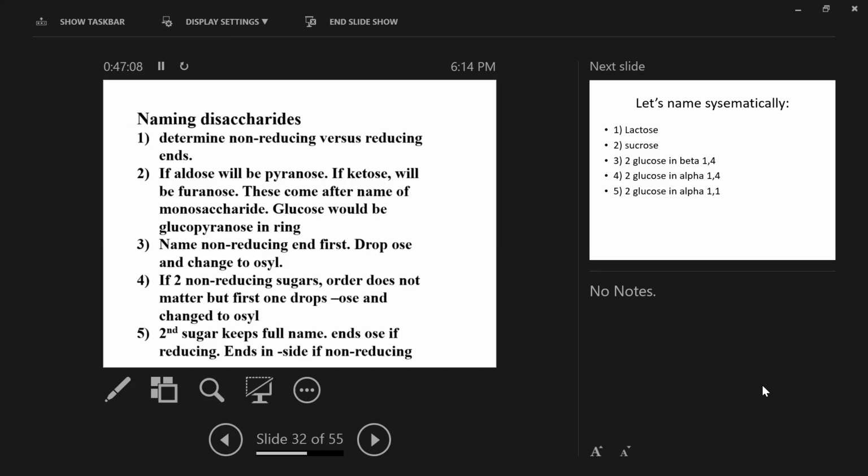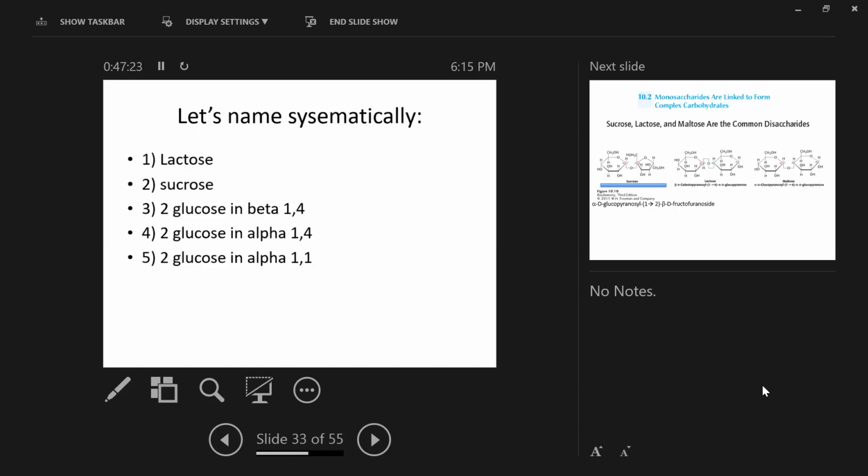Some disaccharides will end in ose because you still have a reactive carbonyl that's not bound to something. In others, both carbonyls are joined to each other, so the final name is side to indicate both are non-reducing. We'll look at some examples. I won't show a picture of lactose and expect you to identify it as lactose. Same with sucrose, but we'll look at how to name some of these.